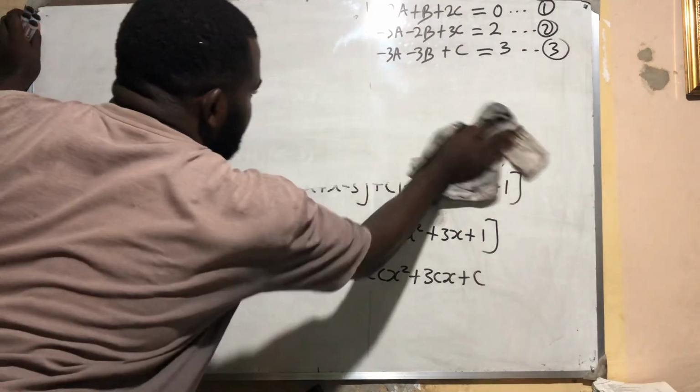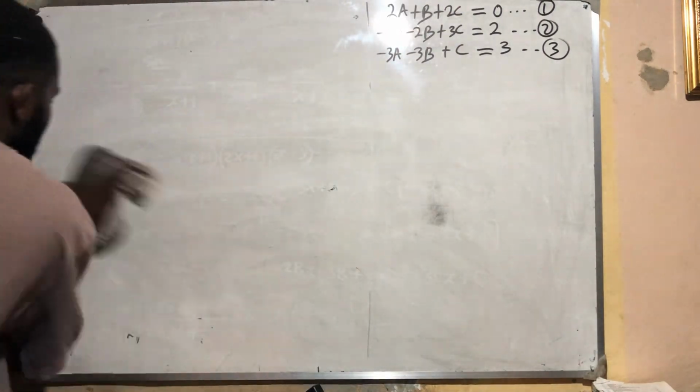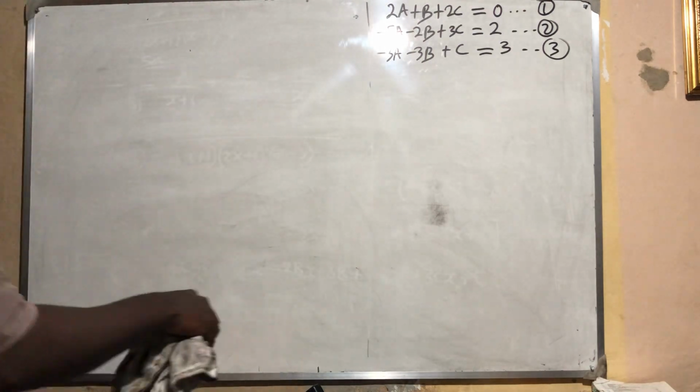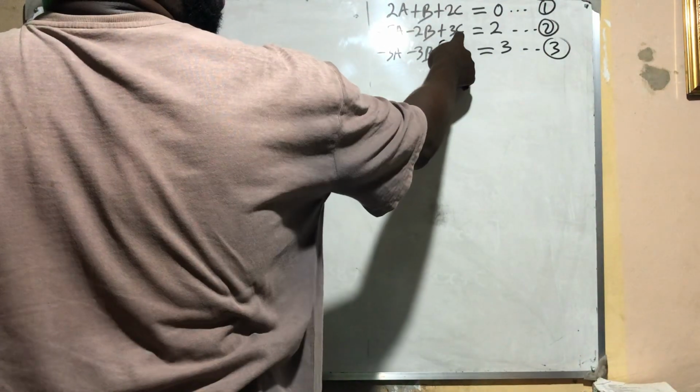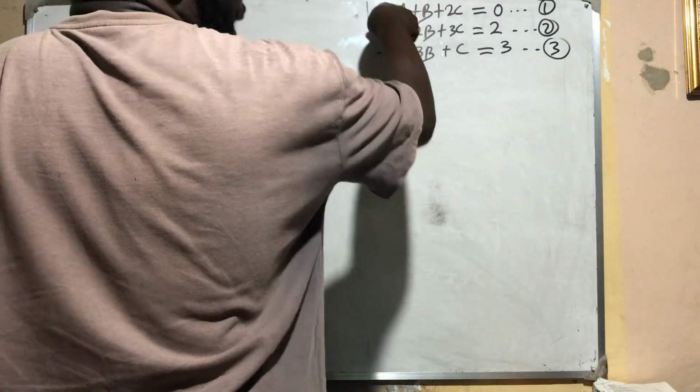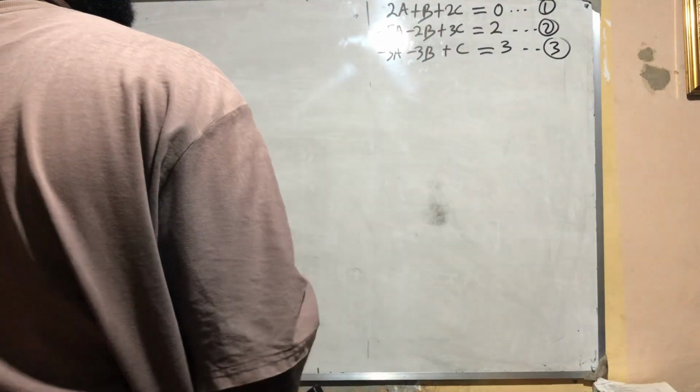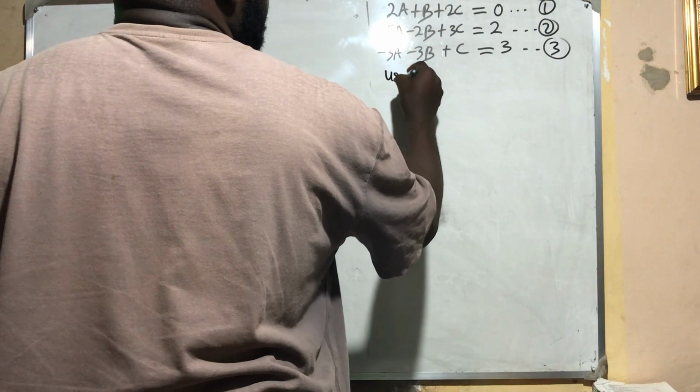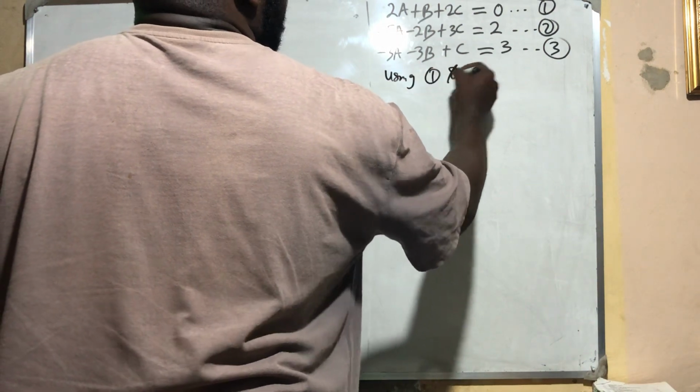So how do you solve simultaneous equations of 3 unknowns? The first thing you do is use equations 1 and 2 to eliminate a, then use 1 and 3 and eliminate the same a. So we'll start using equations 1 and 2.